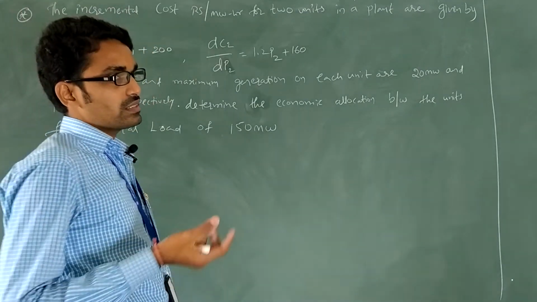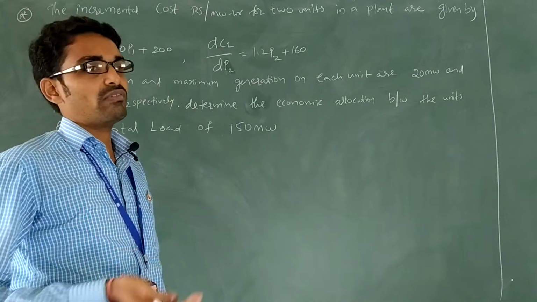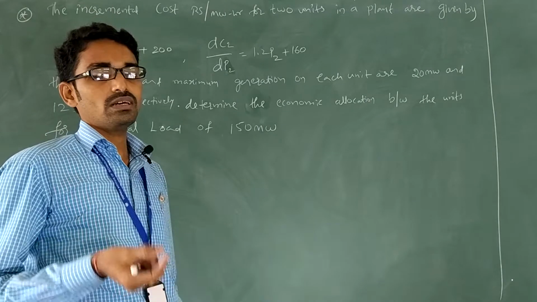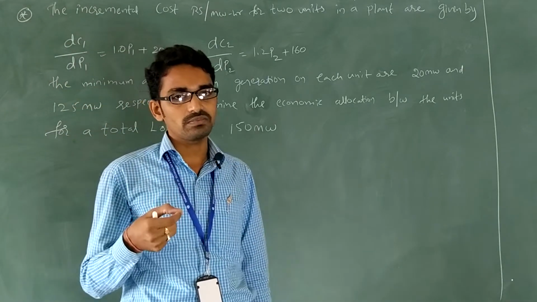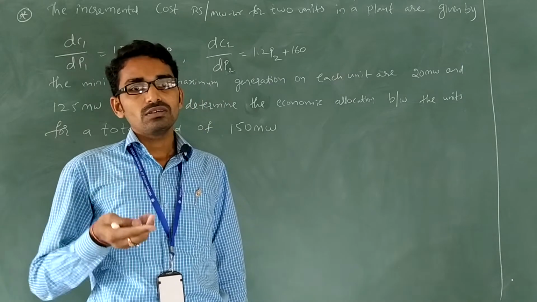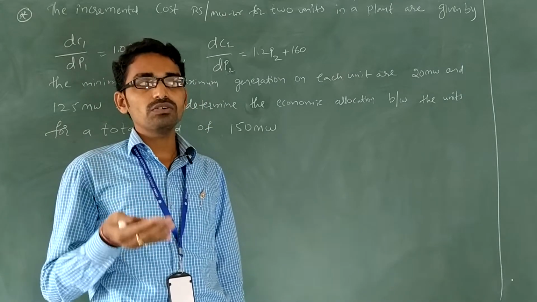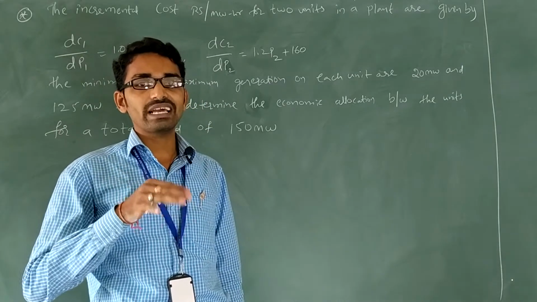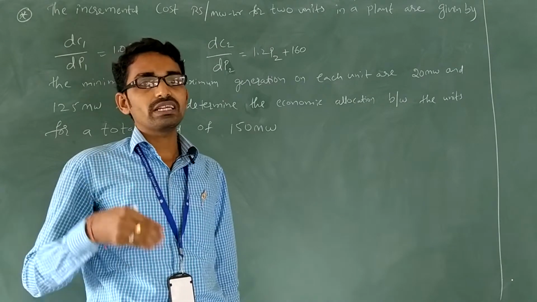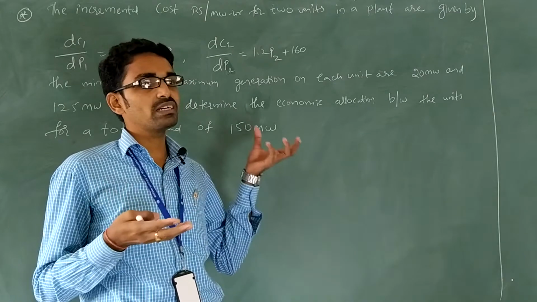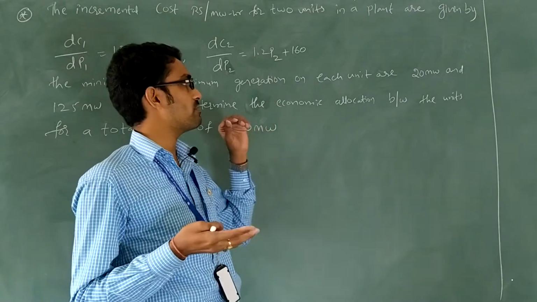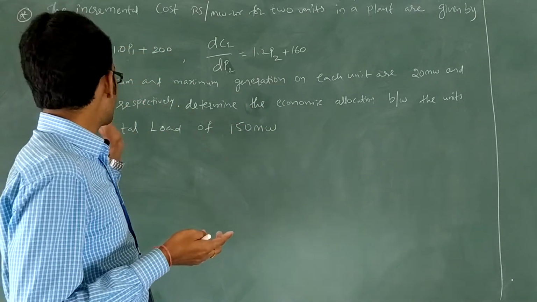So in the generating station you have different generating units. For each and every generating unit, there is a minimum and maximum generation. Minimum means that if you generate below that value, it is not economically feasible. If you generate above the rated value, the generator cannot generate more than that. That is the maximum value. So those values are given.